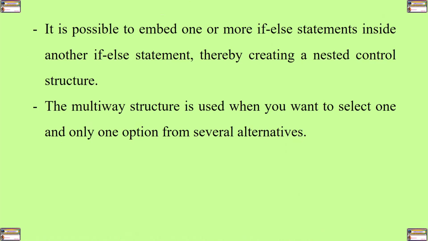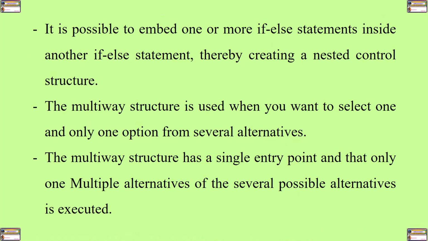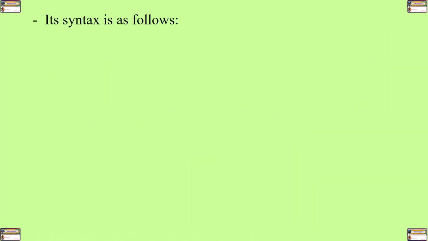And for this reason, a modular structure is used when you want to select one and only one option from several alternatives. The modular structure has a single entry point, and only one alternative of the several possible alternatives is executed. Its syntax is as follows.